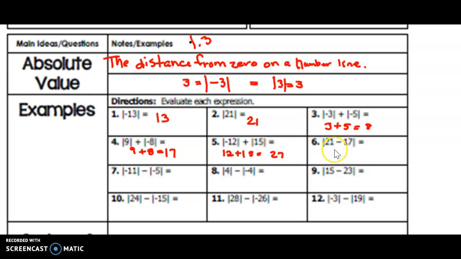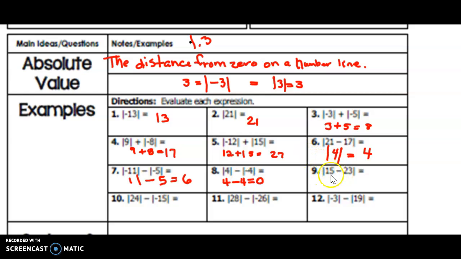And then you look at this one, and this one's different. You have your 21 minus 17 inside the absolute value bars. So you actually do the subtraction, leave it inside the absolute value bars, and then take the absolute value of 4, which is 4. Here you would end up with a positive 11 minus a positive 5, so you would get a 6 there, and 4 minus 4 would be 0.